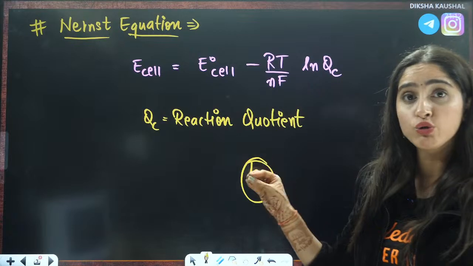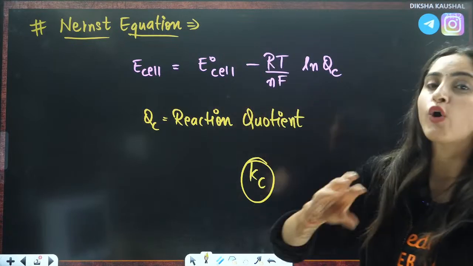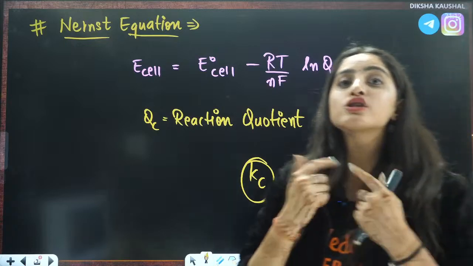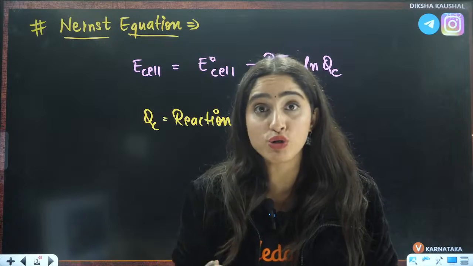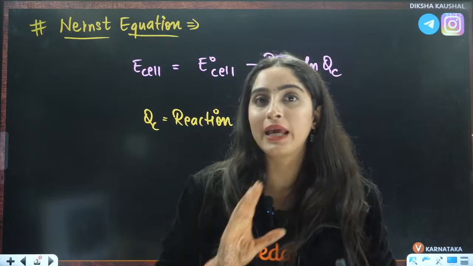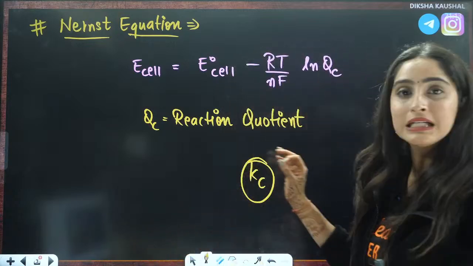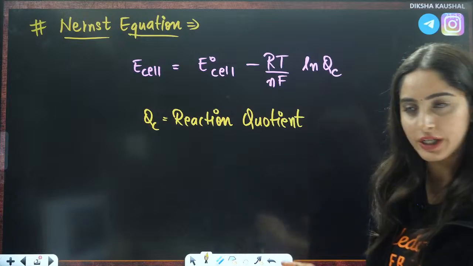Then we calculate QC for it, that is the concentration of products divided by the concentration of reactants, raised to the power of the stoichiometric coefficient. That is called QC. But at equilibrium, that QC will become Kc, right? That is called QC, the reaction quotient, right? So this is your reaction quotient, right?